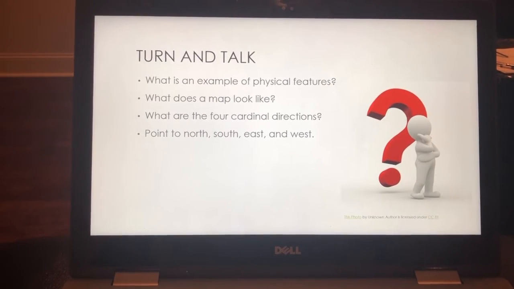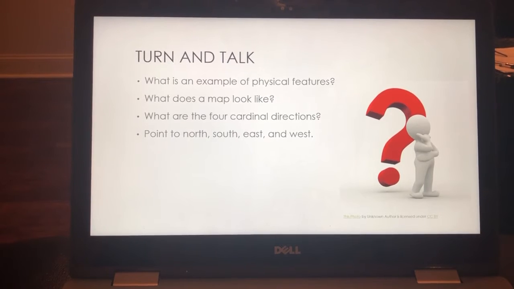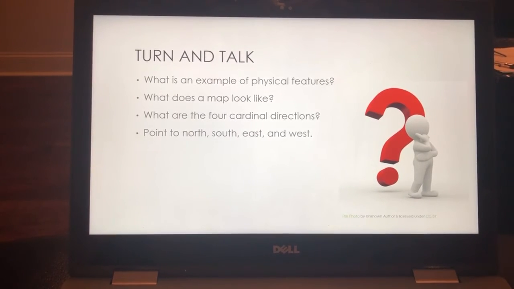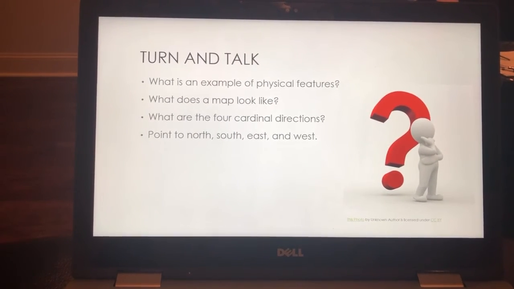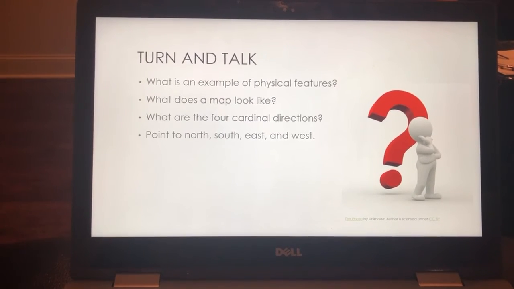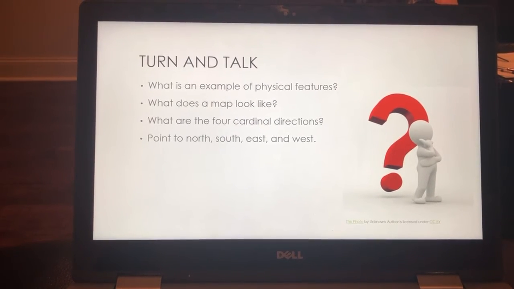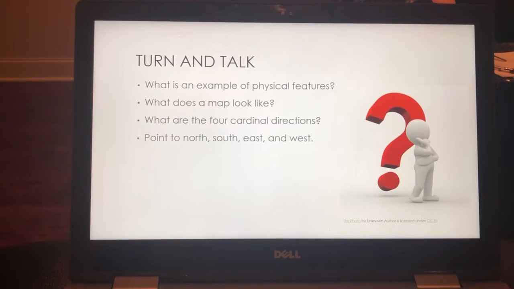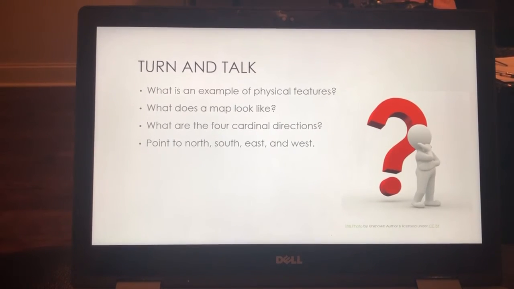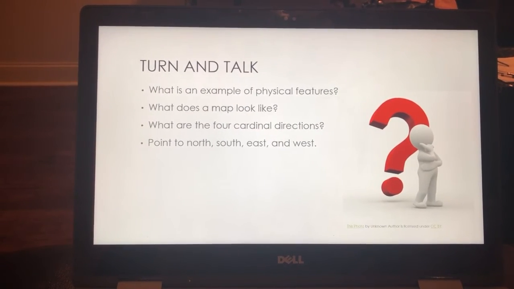Okay, now what does a map look like? Is it round? Is it flat? Does it have color? Okay, good. Our next question is, what are the 4 cardinal directions? Yes, it is north, south, east, and west.